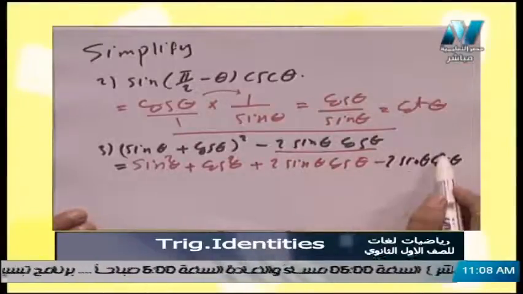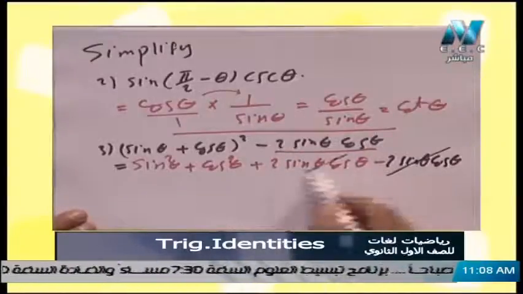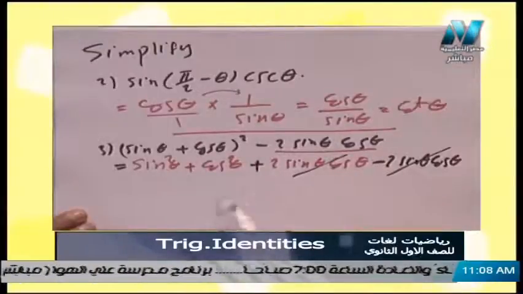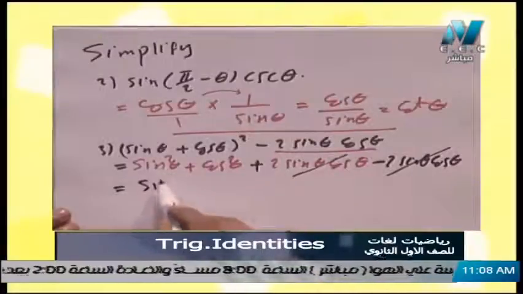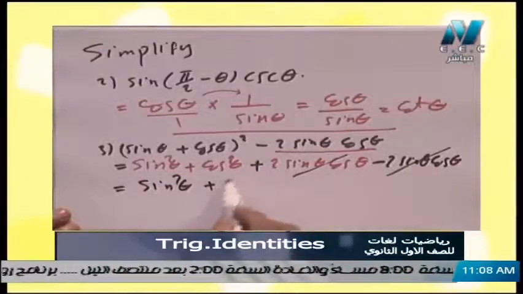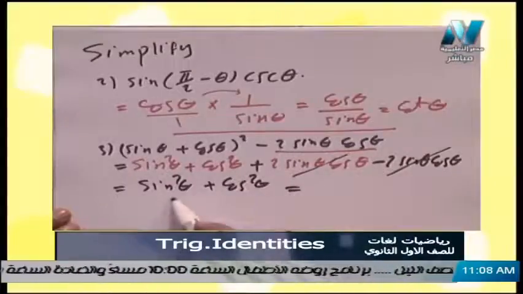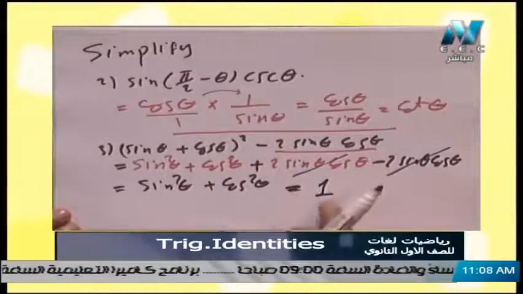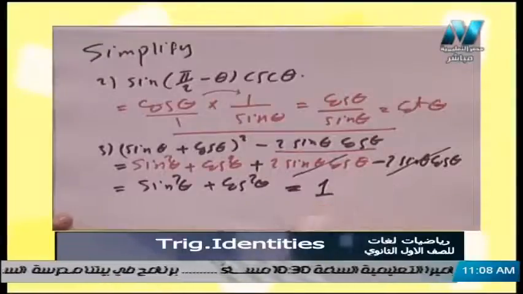Now we can cancel this negative 2 cosine theta sine theta with this 2 sine theta cosine theta. This is negative and this is positive, so the sum equals 0 here. And we also have sine power 2 theta plus cosine power 2 theta, which equals 1. So the final answer, the simplest form, is 1.